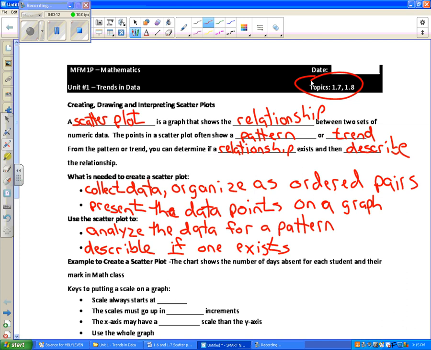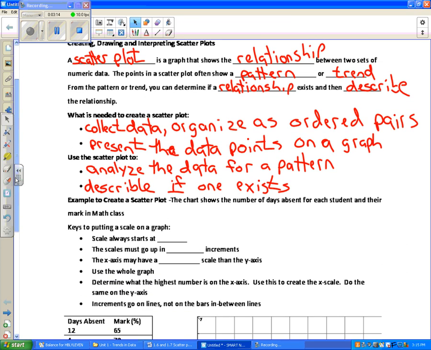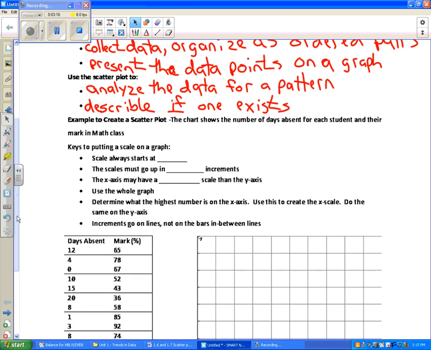So now we need to look at some of the things we need to do with a scatter plot. So we're in our example to create a scatter plot. This chart below shows the number of days absent for each student and their mark in a math class. Some keys to putting a scale on a graph. We need to make sure that we have information that's going to work and a scale that's going to work for us. So scale always starts at 0. And the scale must go up in equal increments.